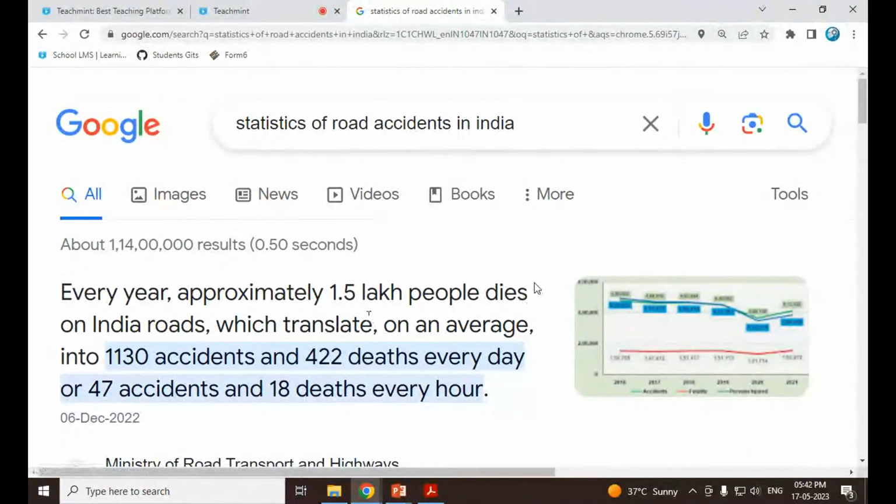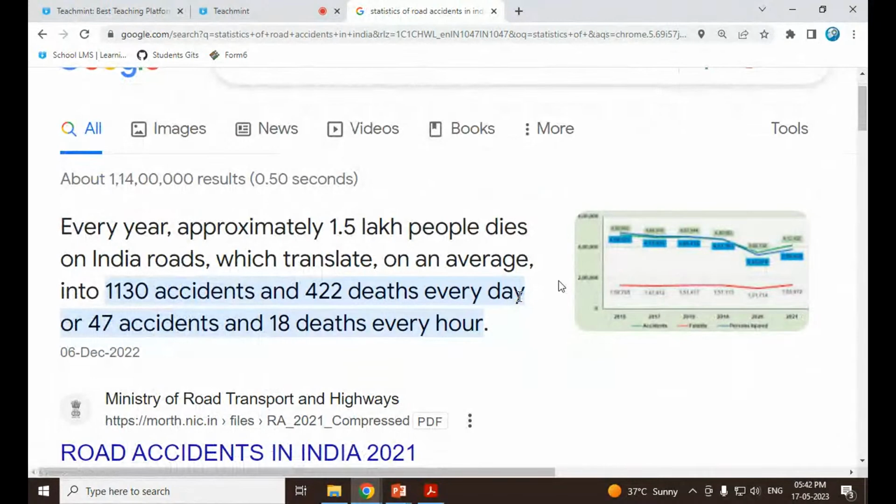This is another example. Every year, approximately 1.5 lakh people die on roads, Indian roads specifically, which translates to an average. They are looking for a mathematical quantity called average on the data, and they say 1,130 accidents and 422 deaths every day. So this is one of the parameters. Every day is one of the parameters. Or 47 accidents and 18 deaths every hour.